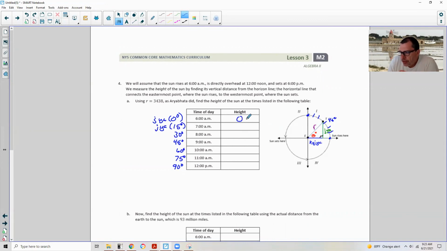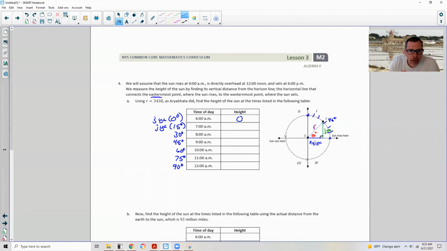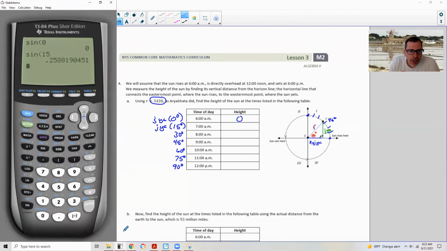Okay. So we're looking for the heights. We're trying to find the heights, which is just ja 0, ja 15, ja 30, ja 45, all the way up to 90. So then if I do sine 15, I get 0.25. Okay, but what you have to remember is that we are using r, which is 3438. So I need to do r times the sine of these.